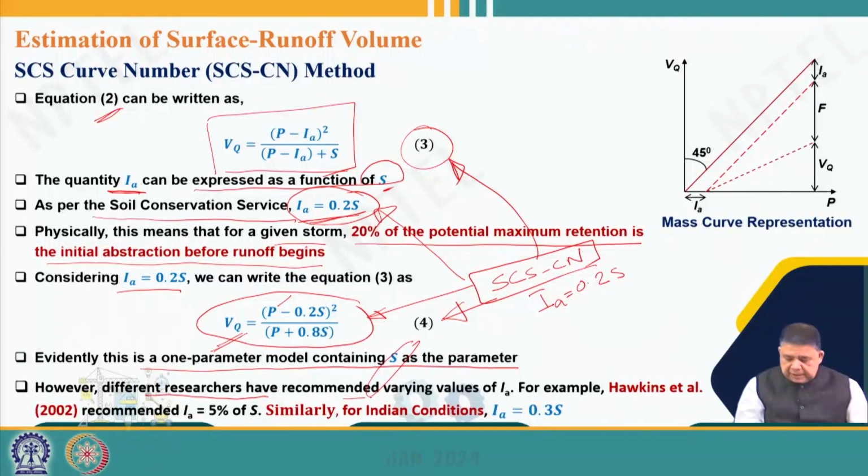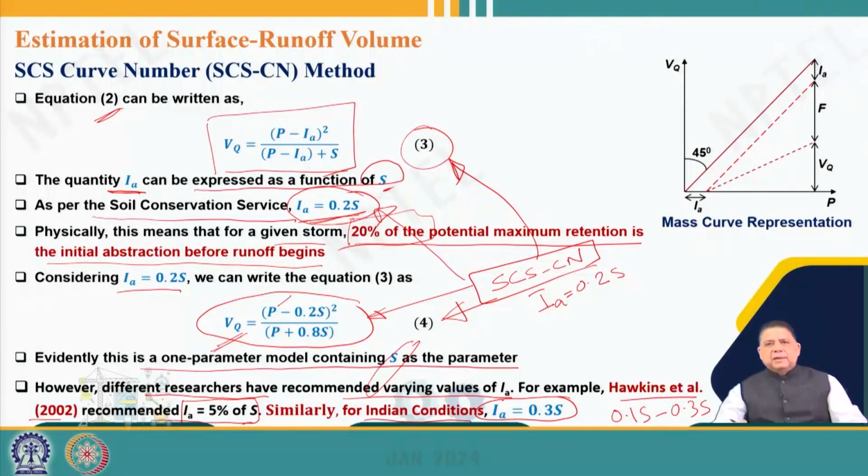However, different researchers have recommended varying values of IA. For example, Hawkins and others in 2002 recommended a value of IA equals 0.05S, that is 5% of S. Though SCS recommended IA equals 0.2S, this has been a matter of contention among the researchers. Hawkins and his team collected data from a large number of watersheds, analyzed them and published a paper where they showed that IA is just 5% of S compared to 20% of S, which was assumed by SCS way back when this method was devised. Similarly, for Indian conditions also, different researchers have come up with values, like people have used 0.1 to 0.3S. Typically, IA equals 0.3S, but this is always a matter of contention. That is why many times we use S, or the curve number, as a calibration parameter in any model where we use this SCS curve number method.